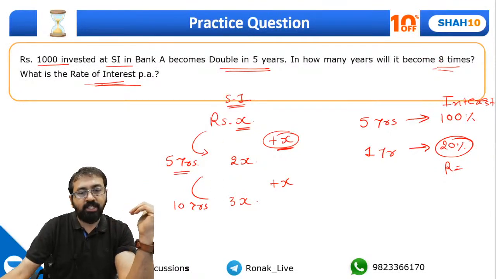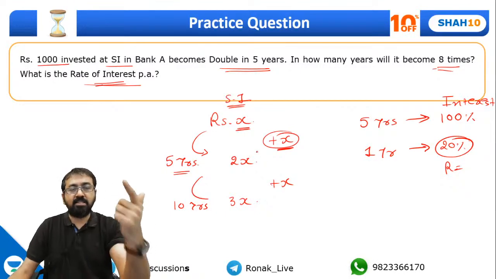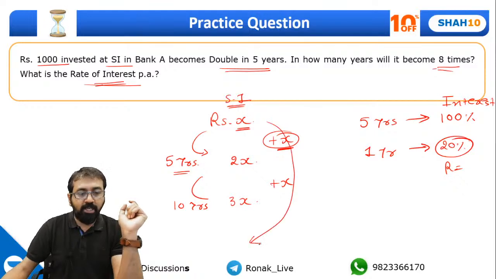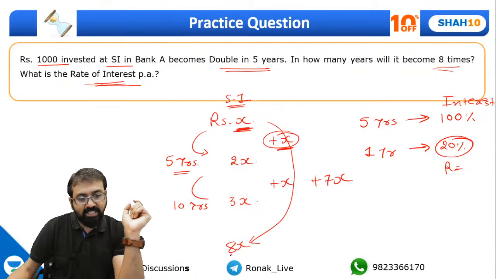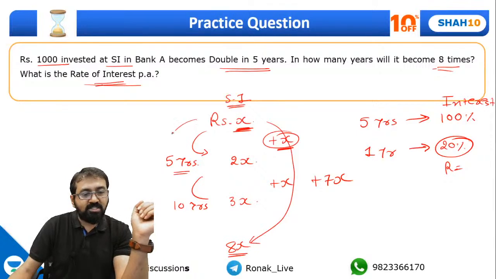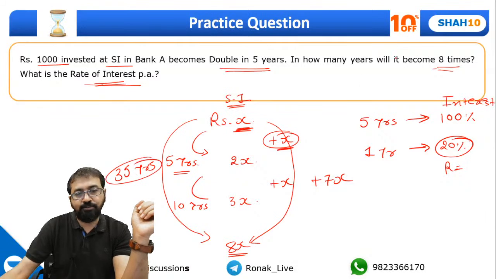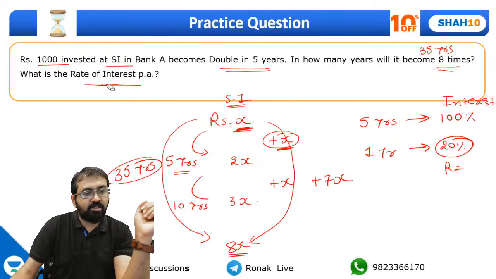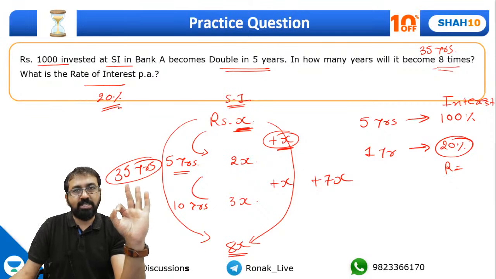Now coming back to this one, in how many years will it become 8 times, right? So can I say every 5 years X rupees will be added to the initial principal of X rupees, and we want it to become 8x. So we need to add 7x to this X, only then it will become 8x. So for each X, it takes 5 years. So for 7x, it's going to take 35 years. So that's your answer for this question. So this will be 35 years, and this rate of interest is nothing but 20%. Correct? It was an easy question.